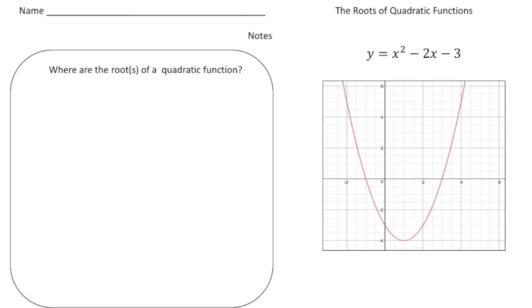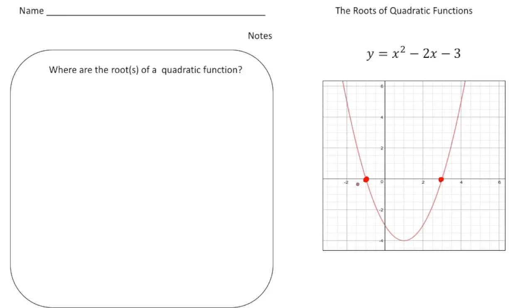This is a video about the roots of quadratic functions. So, what exactly is a root? Well, let me show you. So here we have the function y equals x squared minus 2x minus 3. We know it's quadratic, and one of the roots is right here, so you put a little dot right there. And this one actually has a second root, which is over here.